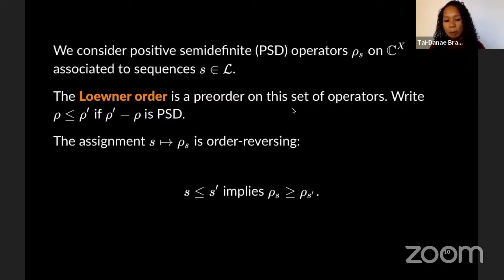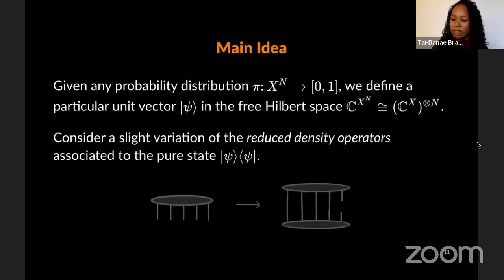And the punchline is, I'm going to tell you how we get an operator from a sequence, and we'll see that assignment actually is order reversing. So I mentioned category theory earlier. What this means is that we have a functor, or a contravariant functor, in the background. But before we get there, what exactly is this operator? Given a sequence in language, how do I get a positive semi-definite operator from it?